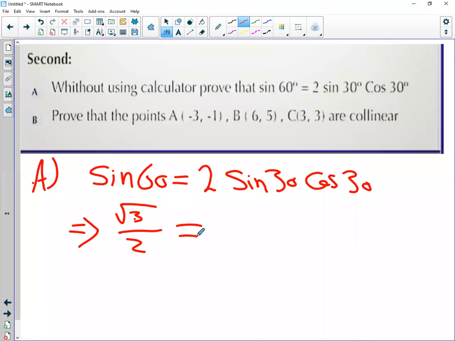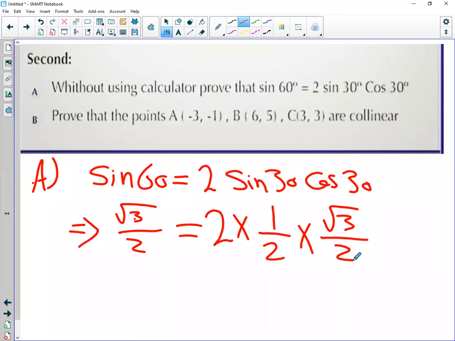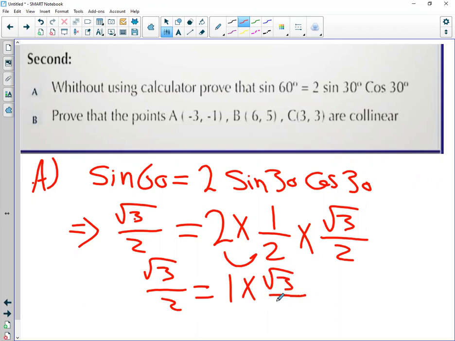Okay, Tahir. And the right hand side equals what? 2 times sine 30, which equals half, and cosine 30 equals √3/2. Now the left hand side is √3/2 and the right hand side is 2 times half, which equals 1, times √3/2. So the left hand side equals the right hand side. Okay, this is letter A.